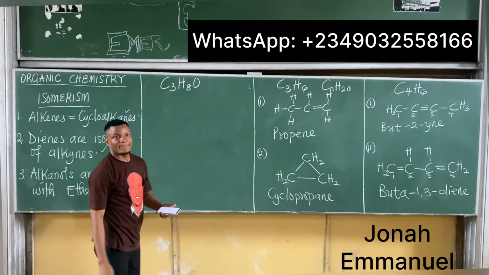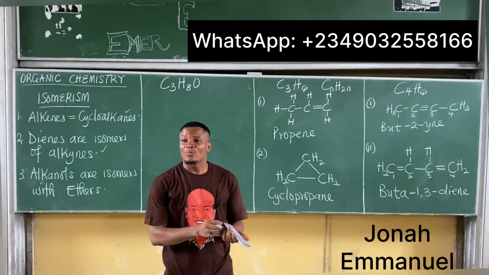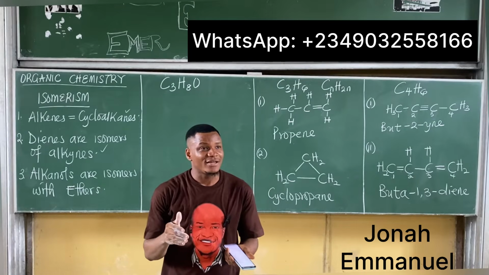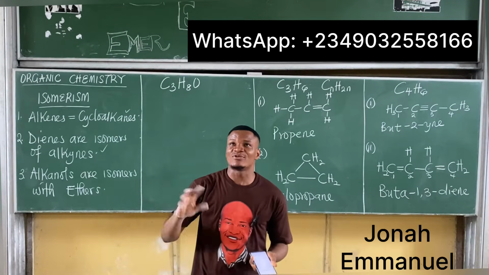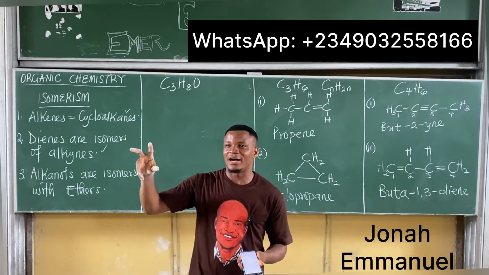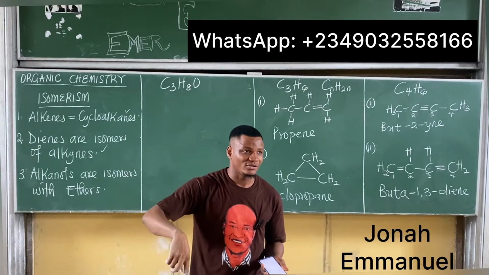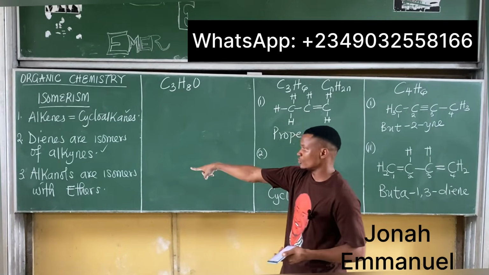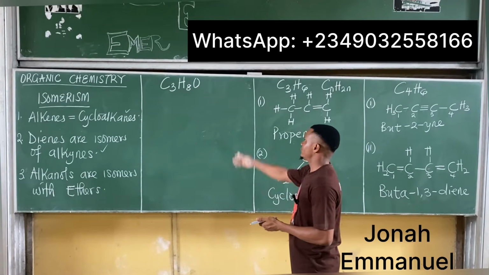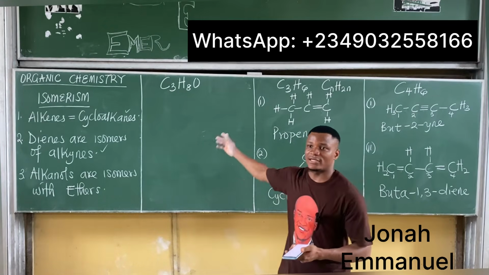C3H8O. So use this to name. So please see the different one. For H7 and 8, most likely what you will have is your alkanol, or your aldehyde and ketone. For alcohols or alkanols, you have this. So please see if you can get two structures of this.